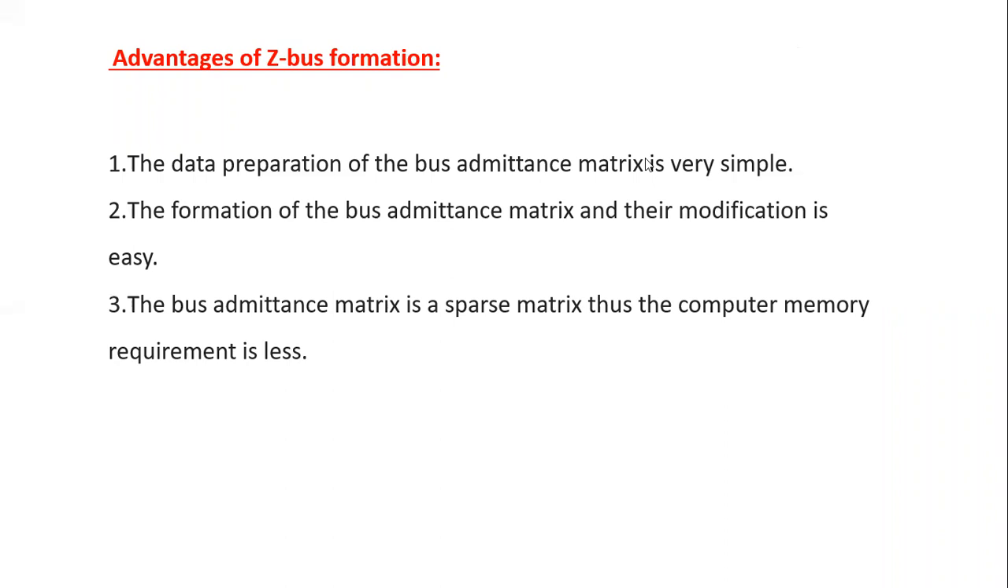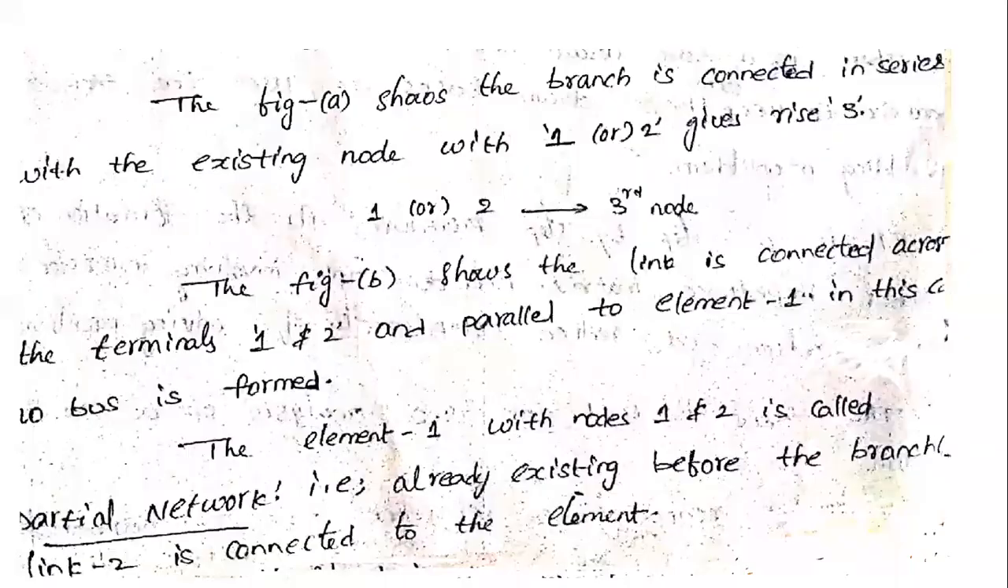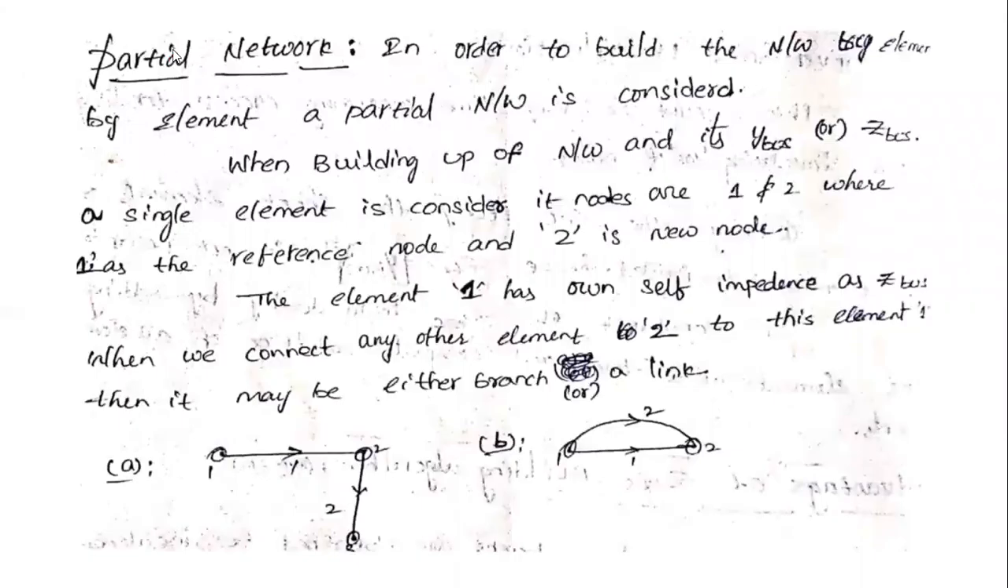In the Z-bus building algorithm, we add the elements or branches in a step-by-step manner. Next is the partial network. What is meant by the partial network?